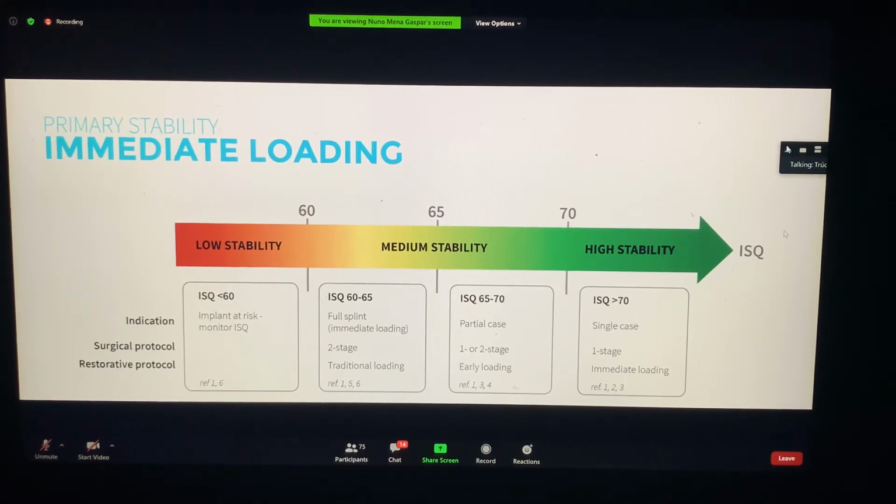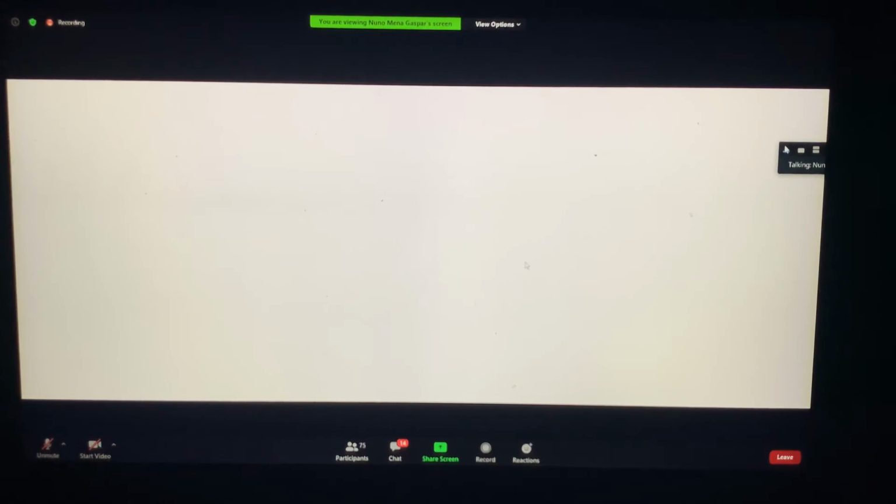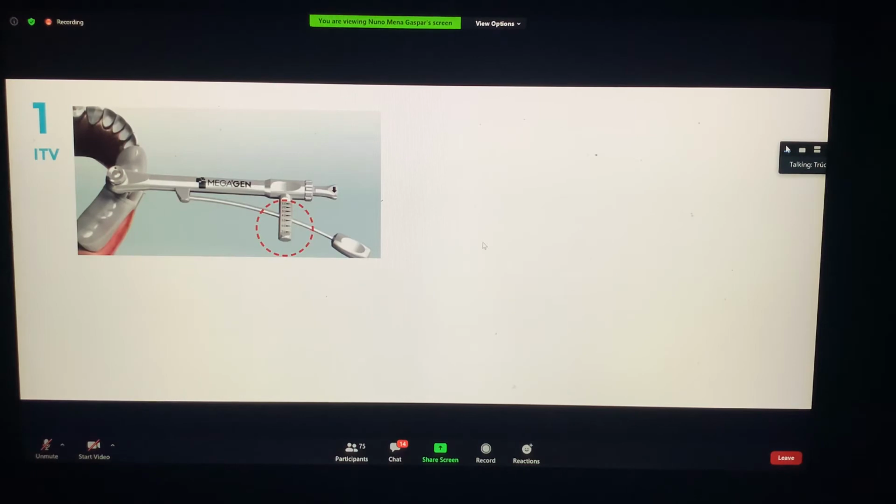Okay, and you should torque the peg I showed you with 5 Newton to have a constant reading.